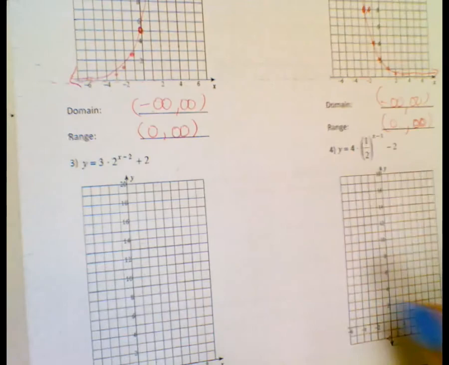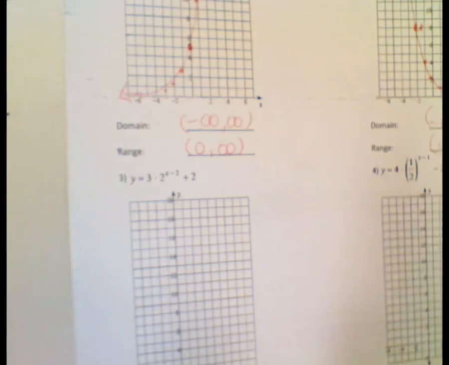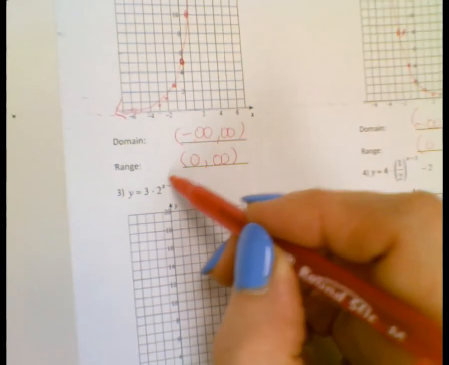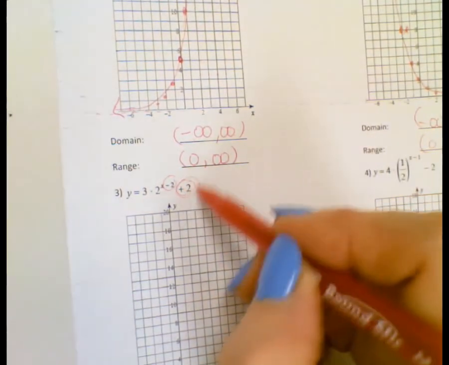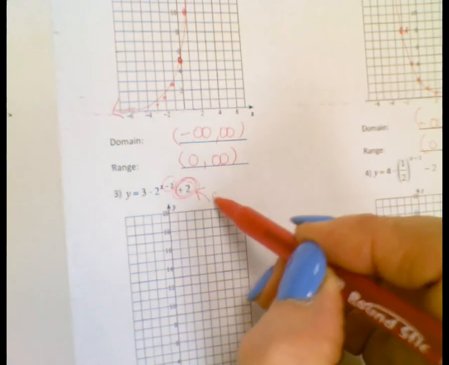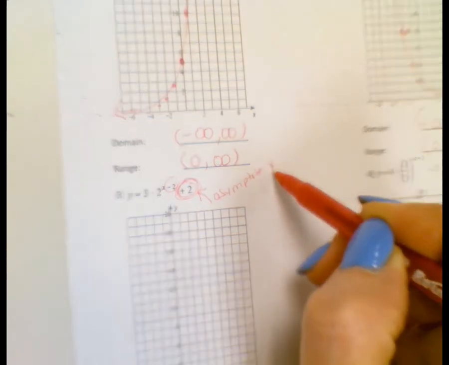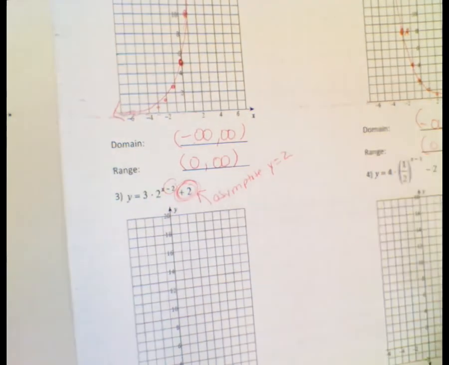Now this is going to change a lot. We have some things happening here. We have a stretch of 3. We have a 2 right. This is going to go 2 right and 2 up. So our asymptote is going to change because of this number. The asymptote is now going to be y equals 2 because of that 2 right there.